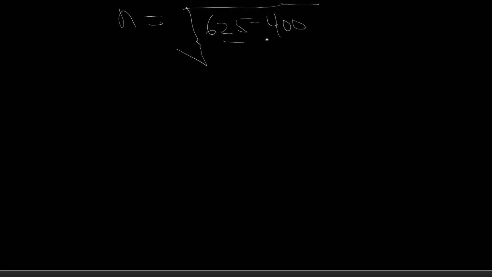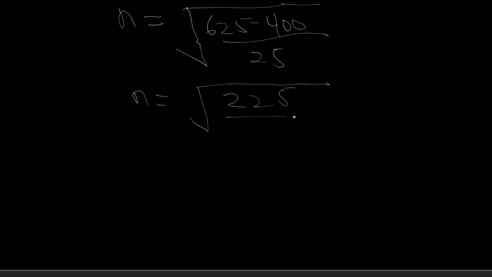So n should be equal to the square root of 625 minus 400 all over 25. n is equal to the square root of 625 minus 400, which is 225, all over 25. 225 divided by 25 is 9. So the square root of 9. And we know the square root of 9 is 3. So n is equal to 3. So that will be our value for n.